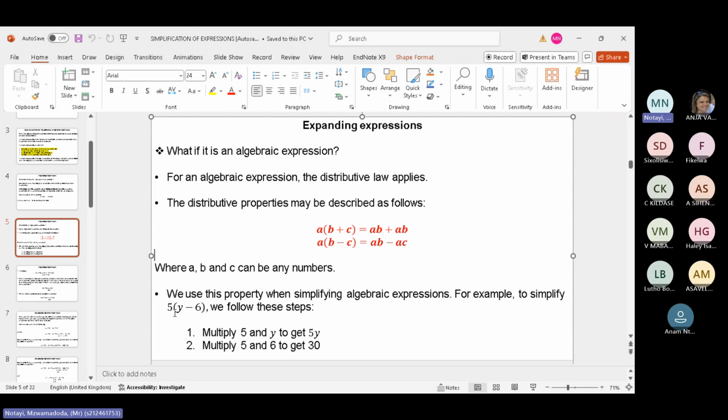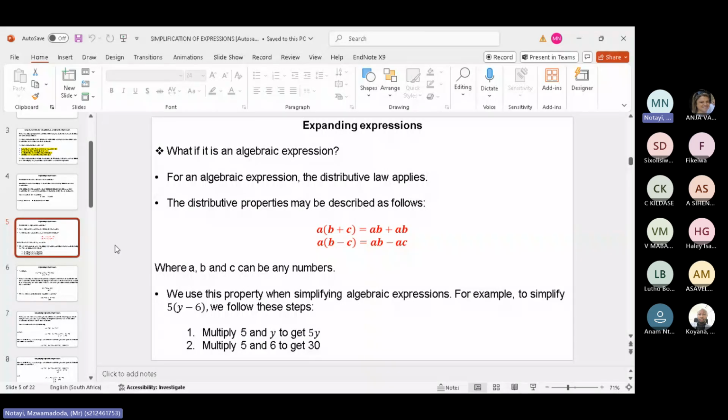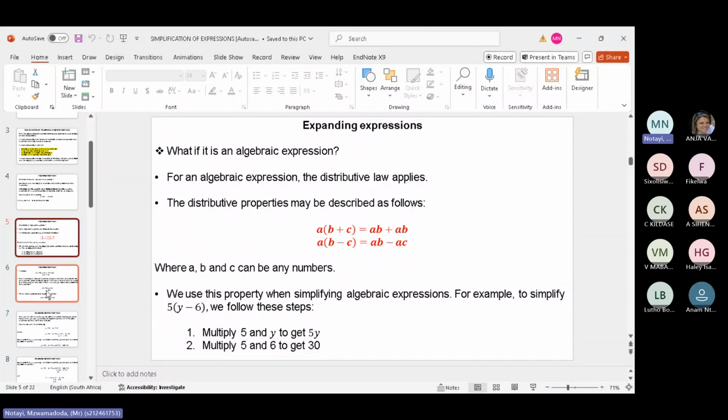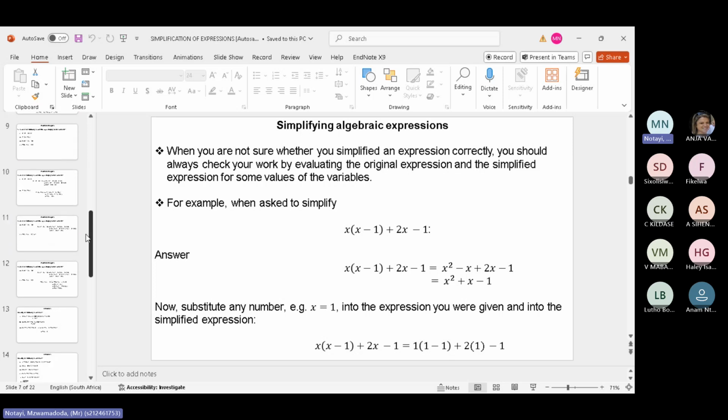For example, to simplify 5 multiplying y minus 6, we follow these steps. We first multiply 5 and y to get 5y, and then we multiply 5 and 6 to get 30. That means we're going to get 5y minus 30. 5 times y minus 5 times 6 is equal to 5y minus 30. Okay, let me run. Okay, the distributive properties. There they go. I think we talked about this.